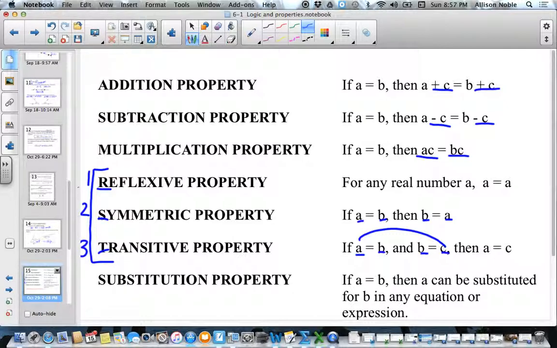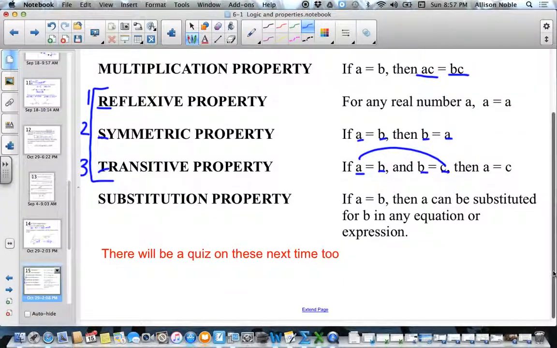And then the substitution property says that if A equals B, then A can be substituted for B in any equation or expression. A lot of times, transitive property and substitution property are interchangeable when we'll use them, but that's what that would be by definition.